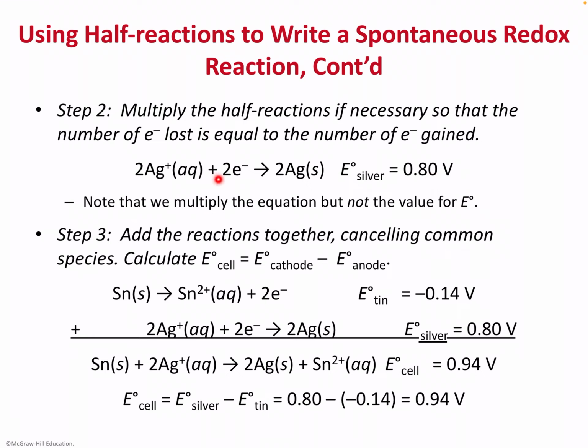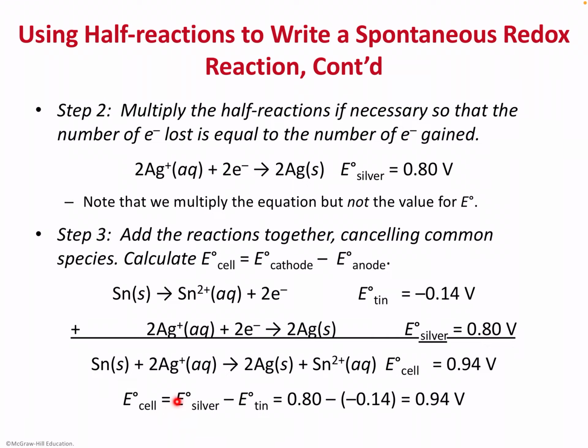2 silver ion plus 2 electrons giving you 2 silver solid. And then we're going to add the reactions together, cancelling common species. So tin 2 plus, 2 electrons, keep E naught negative 0.14, and silver reduction, keep the E naught silver value. When you add up, your 2 electrons will get cancelled, and then the remaining complete reaction would be the balanced one. So how do you calculate the E naught cell?